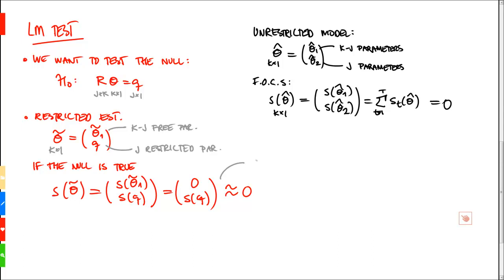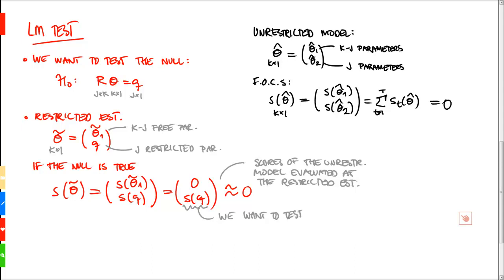So note that what we have here, this is the scores of the unrestricted model evaluated at the restricted estimates. And what we want to test is if this part is close to 0. And note that because these are the scores from the original model, this is a K by 1 vector of scores.